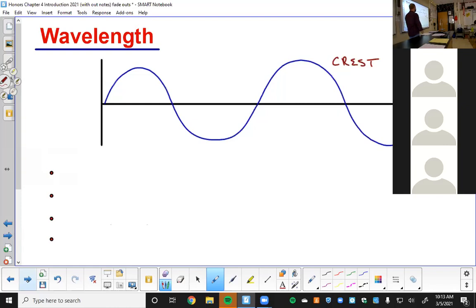Did I spell trough right? That's a U. It looks like through, except there's no H. Trough, O-U-G-H. Crests and troughs, the peaks and valleys of the wave. And then the other thing, to measure the wavelength, we measure the distance between crest and crest. So that would be the wavelength.